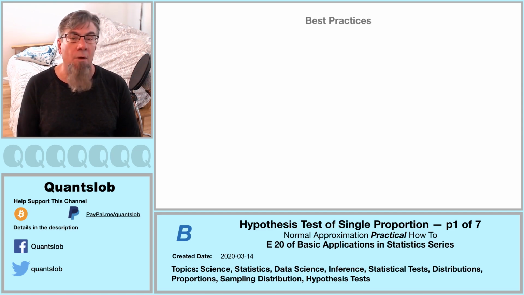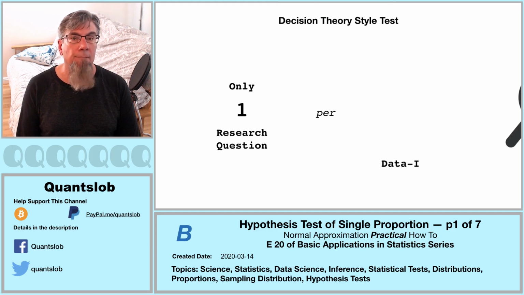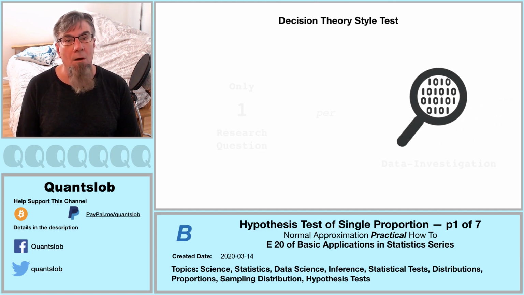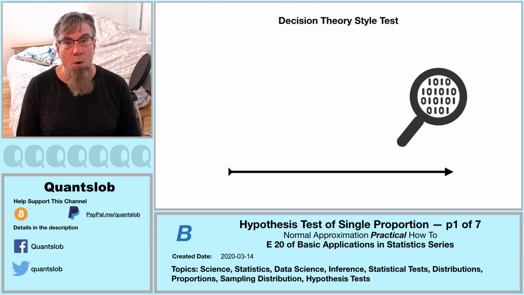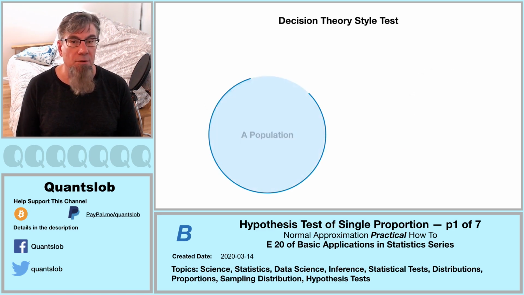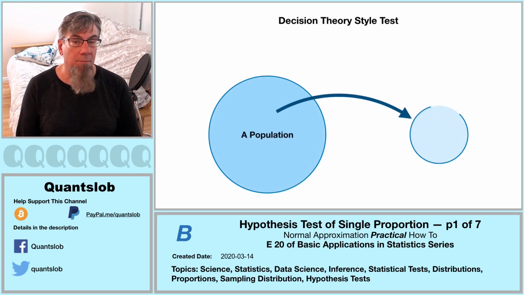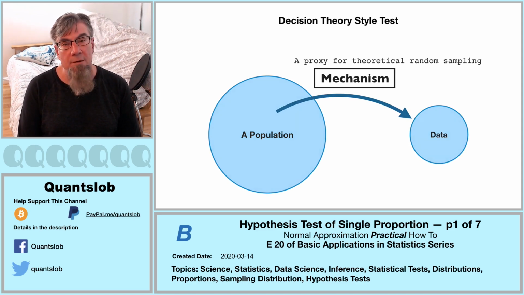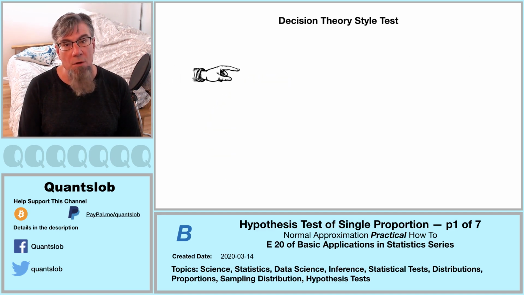So first off, for any given investigation, we are allowed only a single research question. That is a single null and alternative hypothesis pair. Our hypotheses are fashioned before we look at the data, or even better yet, before the data is gathered. The mechanism that has produced or will produce our sample can be thought of as a proxy for theoretical random sampling.